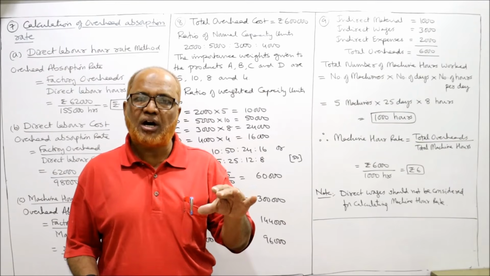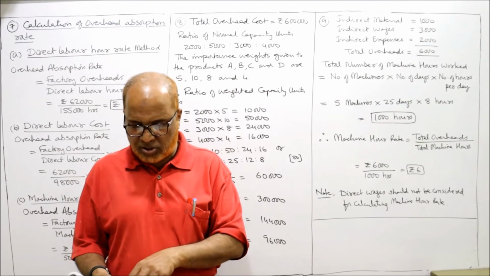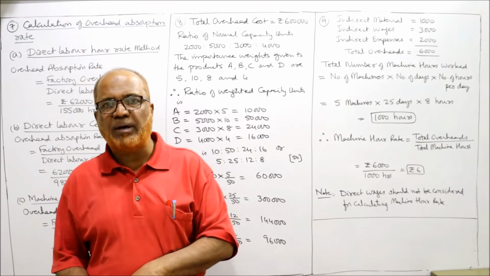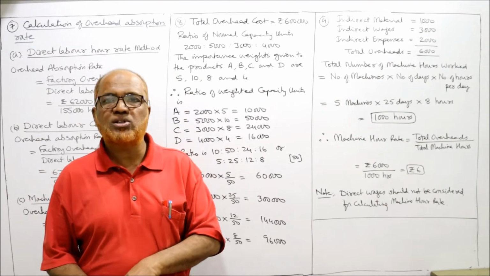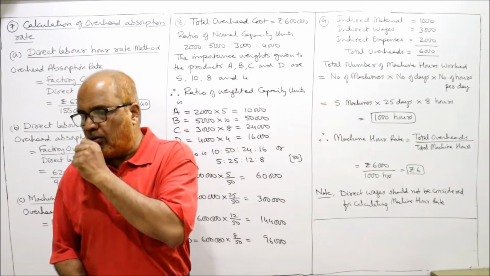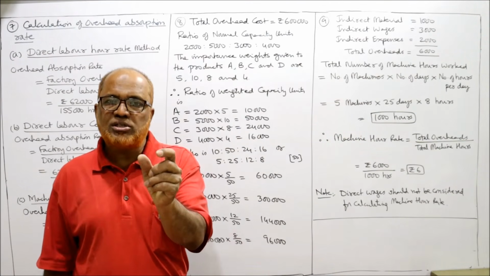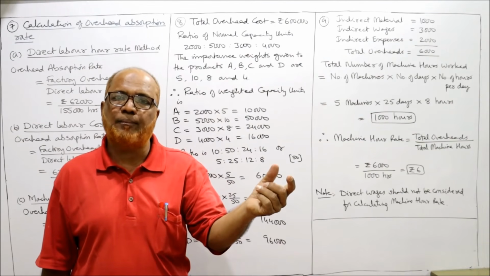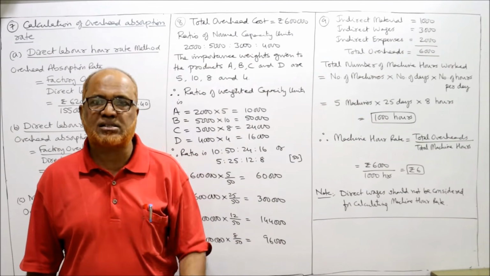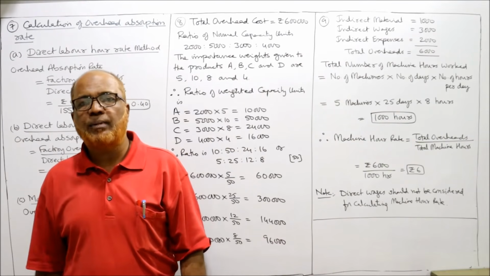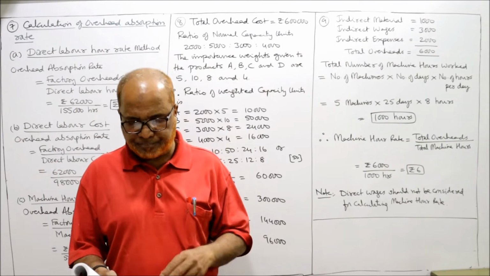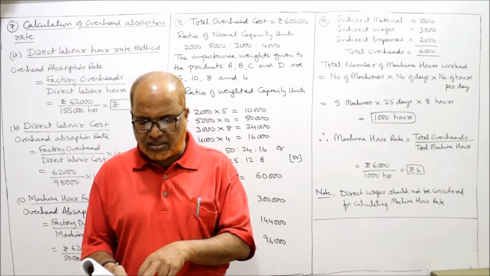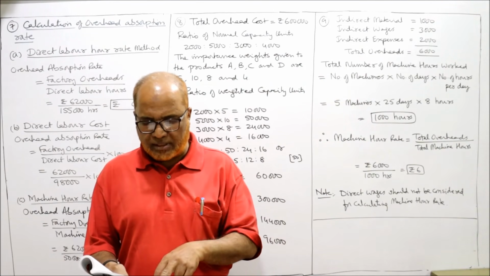That means what is the machine hours? How many machines? 5 machines. 5 machines are working for 25 days in a month. And every day the machine works for 8 hours. So if we multiply number of machines into number of days into working hours per day, we'll get the total machine hours in 1 month. How many machine hours in one month? Multiply all three. Direct wages 5,000, indirect wages 3,000, indirect expense 2,000, indirect material 1,000.